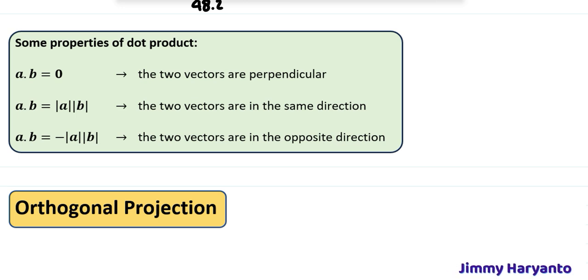Okay, next, the properties of the dot product. First, if the result of A dot B equals 0, that means the two vectors are perpendicular. And then if A dot B equals the magnitude of B times the magnitude of A, that means the two vectors are in the same direction. If A dot B equals negative magnitude of A times magnitude of B, that means the two vectors are in the opposite direction. Yeah, those are some properties of the dot product.